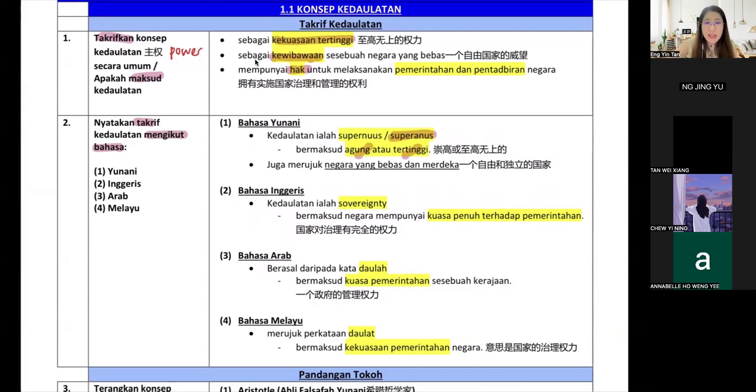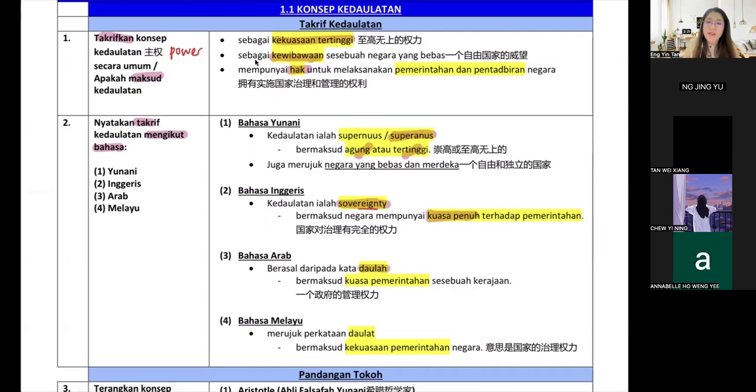And then if you want to further elaborate, what is the meaning of supernus, super anus? It is referring to the country's freedom and merdeka. So when you have the power, meaning you have the freedom to make decisions, you have the merdeka. We can do whatever we want. Now in English, it's called sovereignty. You remember the word reign. So basically, you have the full power to rule the government.